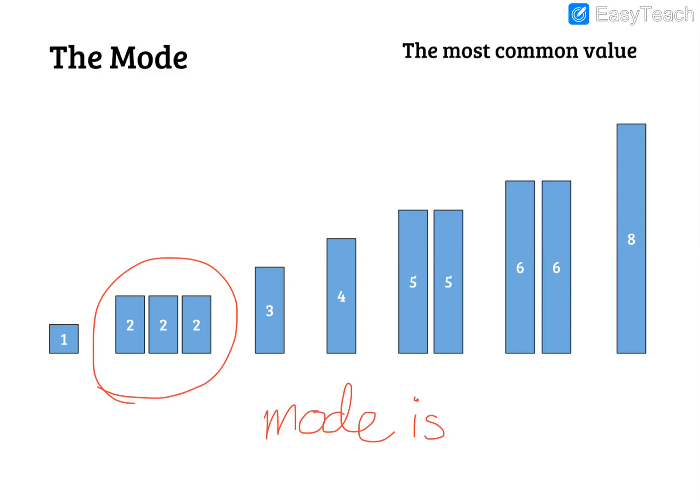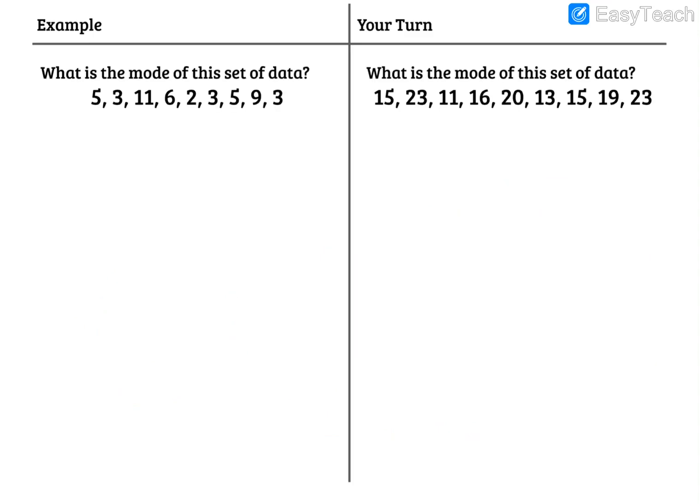The mode is 2 because that's the biggest group. Most of my data values, or the value that my data comes up with most, is 2. Because there's 3 of those, there's only 1 of these, 1, 1, 2, 2, and 1. So this one is the mode. It's the one that comes up most often, the most frequent. That's the mode.